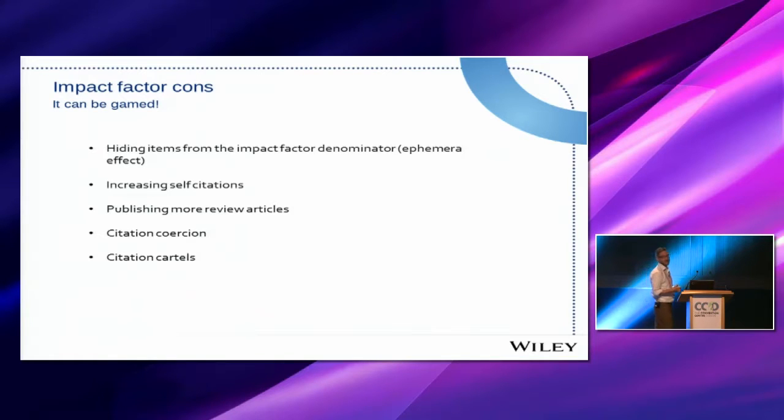You can use self-citations to improve a journal's impact factor. Publishing more review articles or changing the composition of the journal can improve the impact factor also. We've seen cases of citation coercion, where editors are asking authors to add references. And more recently, there have been citation cartels, where bunches of journals are citing each other in an unethical way to boost each other's impact factors.